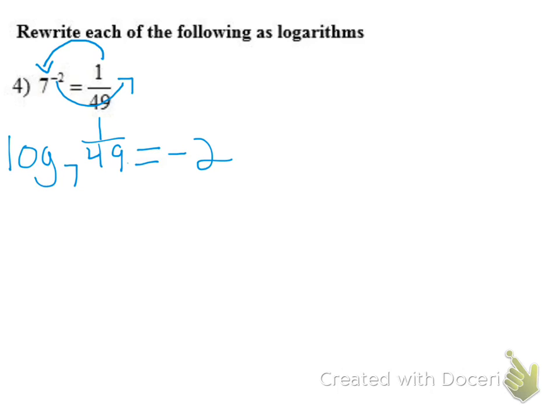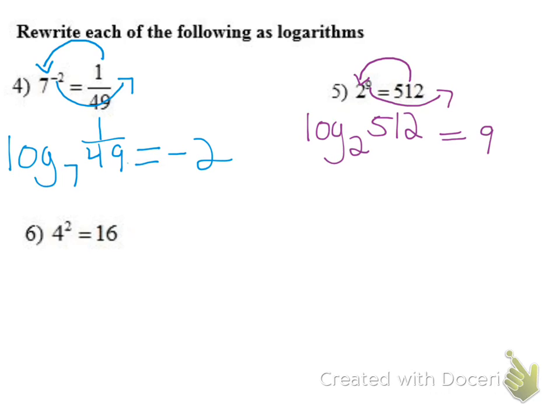Remember, that number on the right pushes the base of the exponent down. So try these two problems now. I'll pause the video. Okay, let's see how you did. Hopefully for problem 5, when you rewrote this, you got log base 2 of 512 equals 9 and log base 4 of 16 equals 2. Again, use your resources if you're struggling with this, but hopefully you're doing okay.